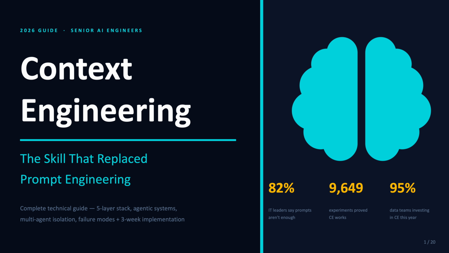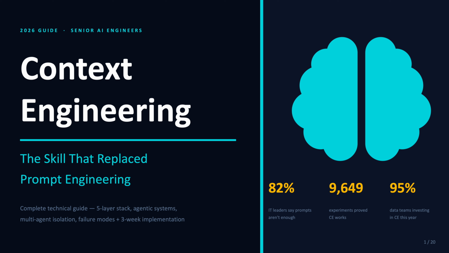The numbers back this up completely. 82% of IT leaders say prompt engineering alone is no longer sufficient for their systems. A peer-reviewed study ran 9,649 controlled experiments and proved why. And 95% of data teams are now actively budgeting for context engineering training this year. This is not hype. This is a fundamental architectural shift.